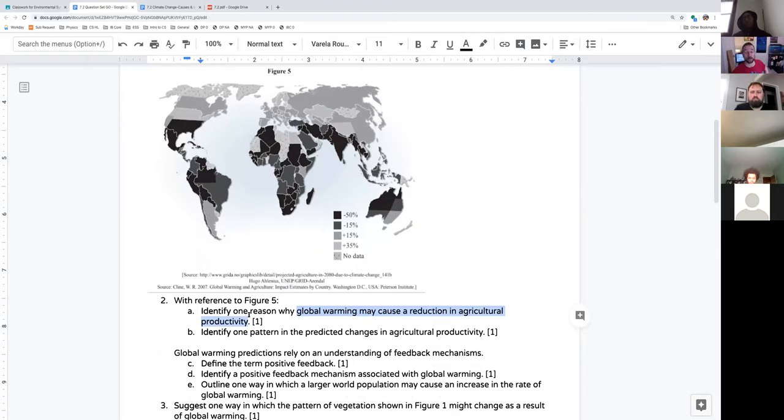I mean, I might've just said it about five times, but what is one reason? Because in certain regions, if it's hotter or rainier, then you're going to get more of that. So it's going to get worse. Good. Excellent. And then it says identify one pattern in the predicted changes in agricultural productivity. So what is a pattern in here?